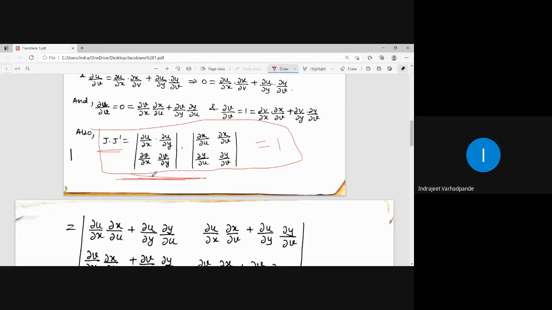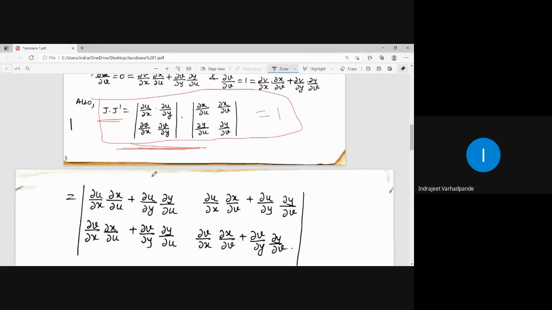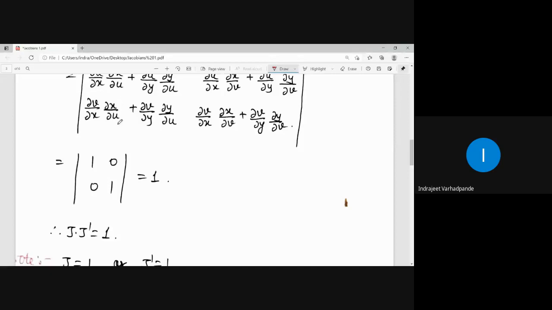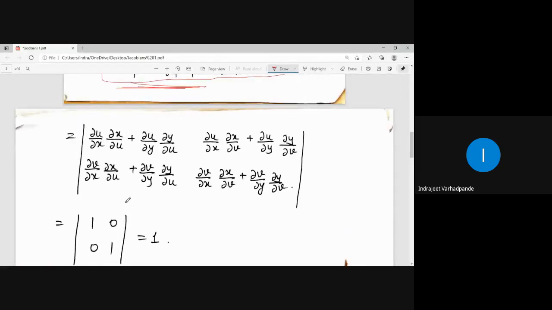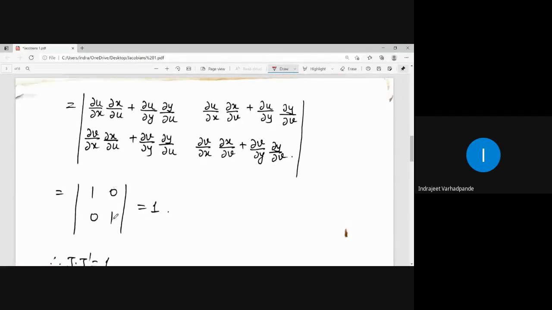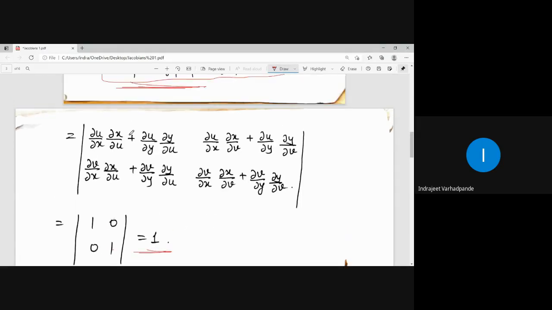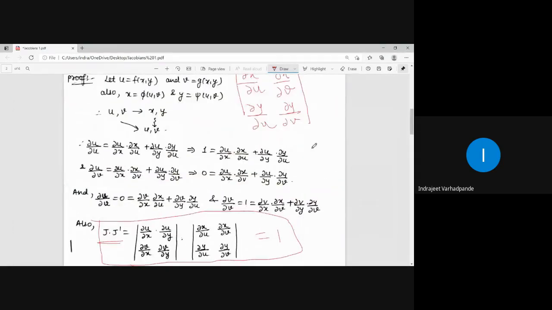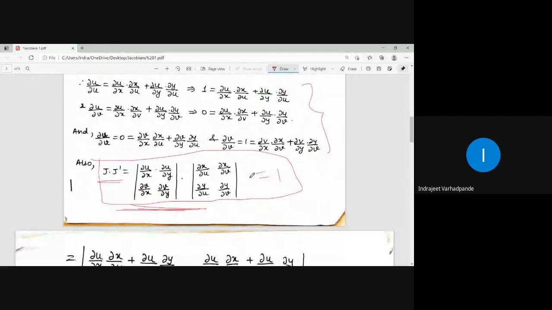So this is your first property. J into J dash is equal to 1. How is that determinant obtained? That value comes out to be 1, 0, 0, 1, and the value of that determinant is 1. After simplifying and taking the product, the steps you will see here are all calculated as the product. So we won't be going into the detail. We will just require the result.